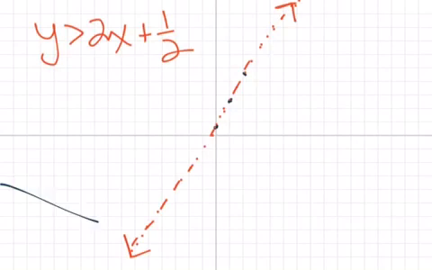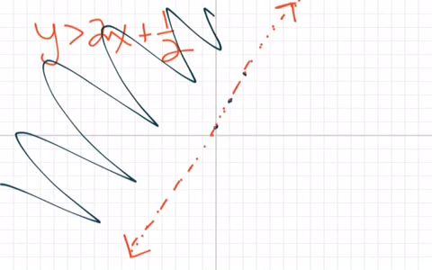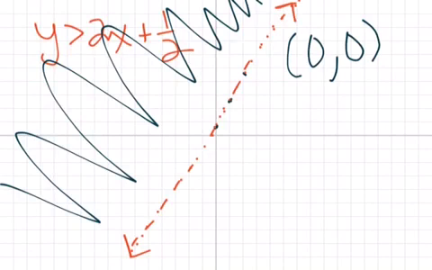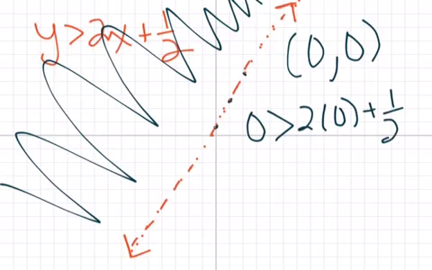Okay. So, let's just start. We're going to shade in this part. Okay, let's pick a spot. Let's pick 0, 0. If 0, 0 works. So we'll put it in there: y is greater than 2 times 0 plus 1/2. Okay. That would be false.